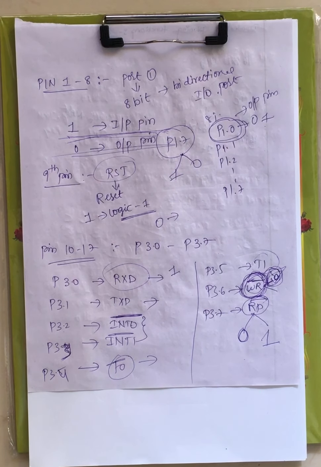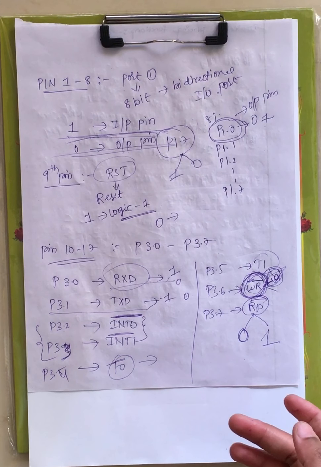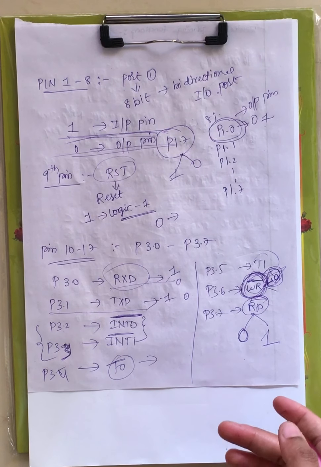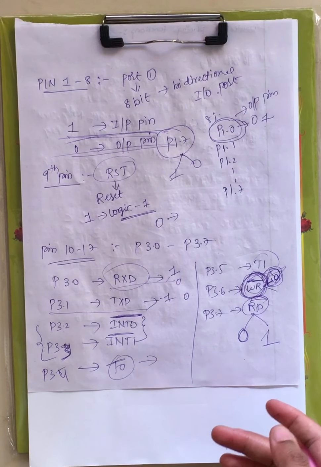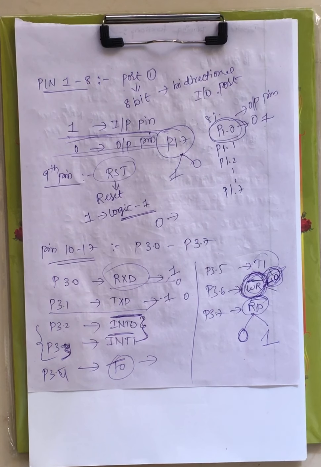Now coming to port 3.2 and port 3.3, right? These are allotted to the interrupts of 8051. 8051 has only two interrupts, interrupt 0 and interrupt 1, right? When I want to stop the process of 8051, I have to interrupt. Interrupt is nothing but stopping the process, right? When I want to stop the process, I have to generate an interrupt signal. Either I can generate interrupt 0 or interrupt 1. These two signals are used to interrupt the process of 8051, right?